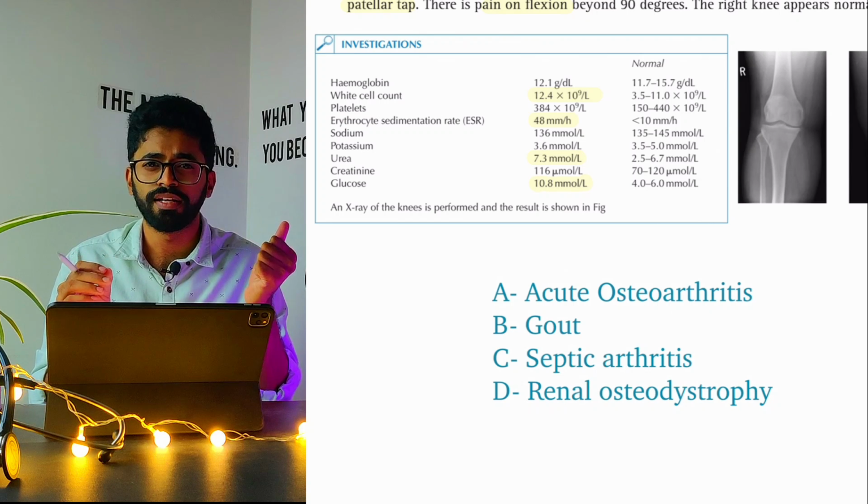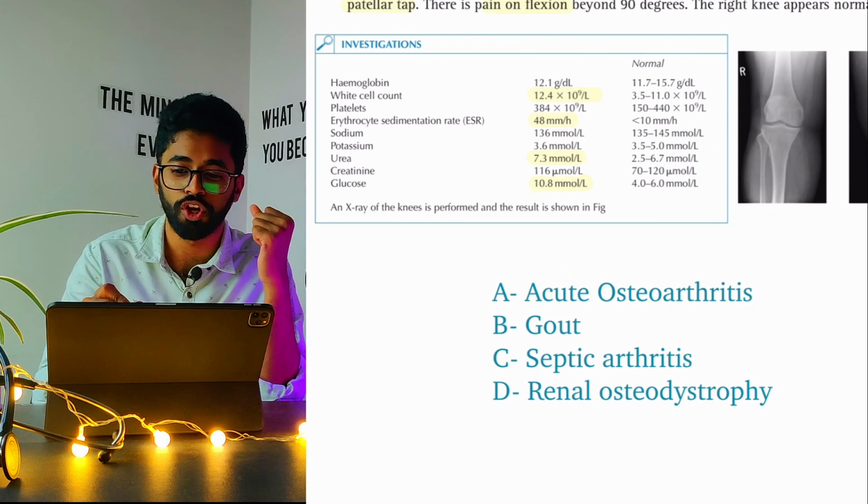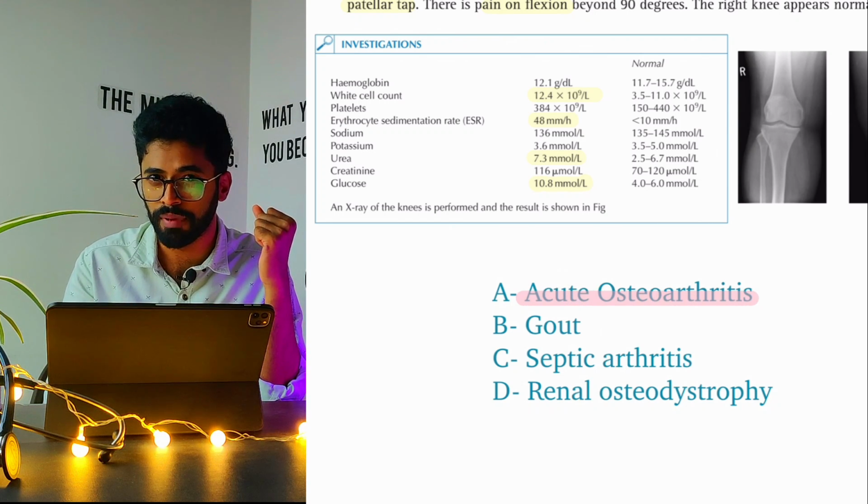But the clickbait point is only one joint being involved. So it's not acute osteoarthritis. Now I am excluding it.